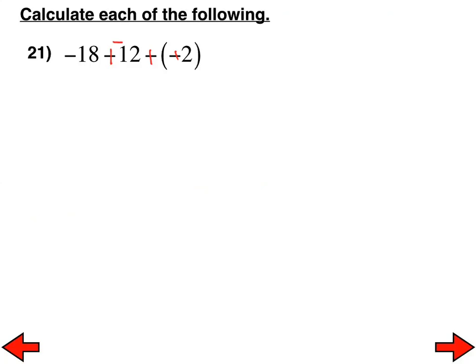This says to me negative 18 plus negative 12 plus, and I'm having to switch pen colors here, positive 2. That is straight addition now.